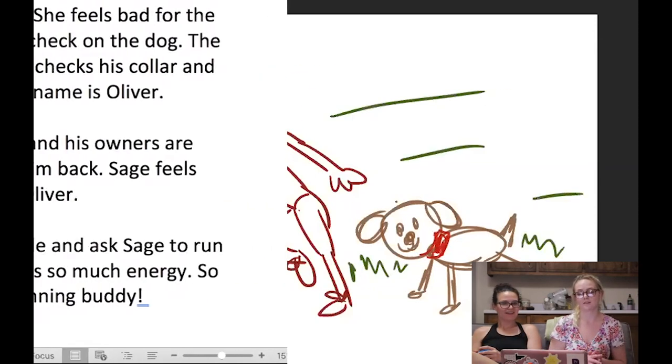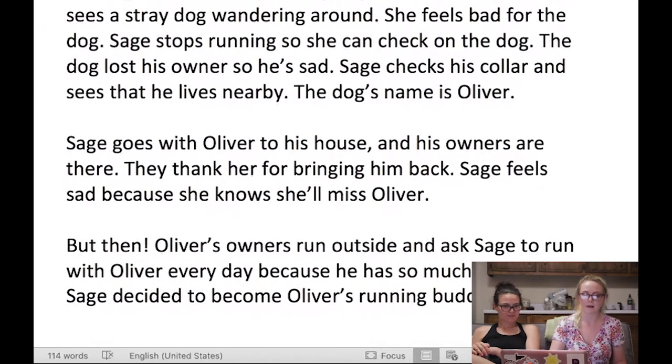This is a really great story because it has a beginning. We have Sage, she's running outside and she sees a stray dog, and that's what kind of makes the story start. And then in the middle, she's sad and the dog is sad and they kind of have to go on a journey to find his house. And she gets to his house and it's almost a happy ending, but Sage is still a little sad. And then she gets a real happy ending because her and Oliver still get to be friends and hang out.